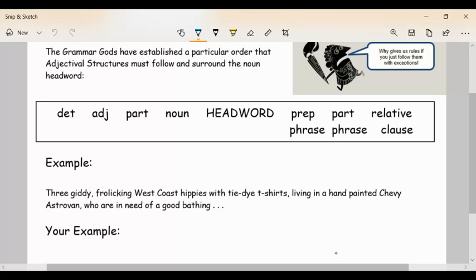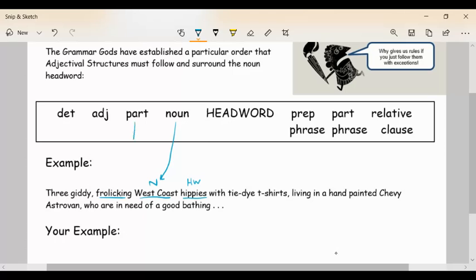So here's an example of what I mean by using this noun head word. Take this: three giddy, frolicking West Coast hippies with tie-dye t-shirts living in a hand-painted Chevy Astro van who are in need of a good bathing. Everything's right here in exact order. Hippies is your head word, your noun head word. And look, here's the noun sitting in front of it, the West Coast.